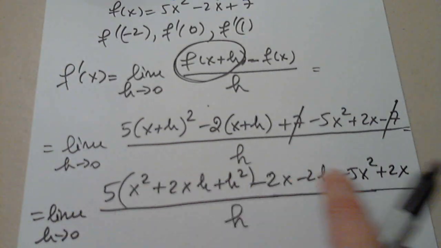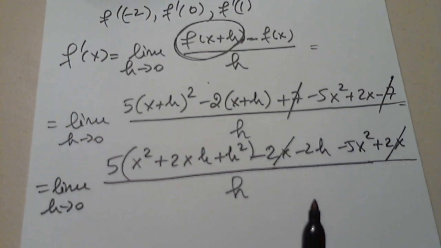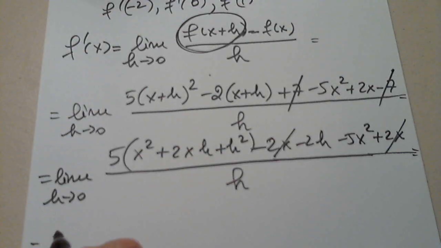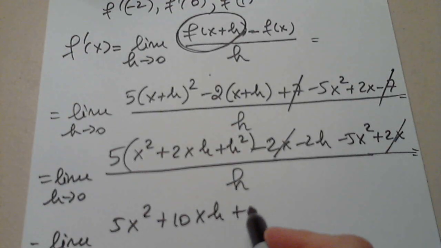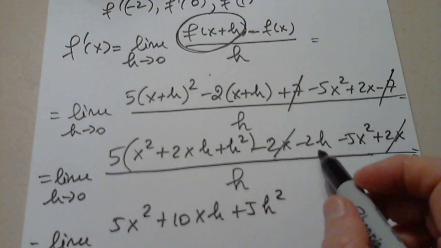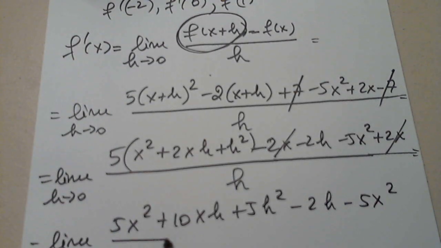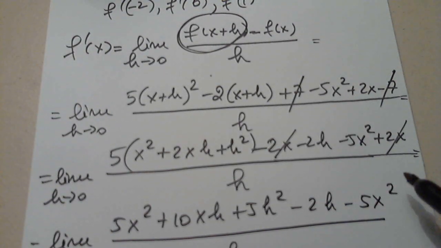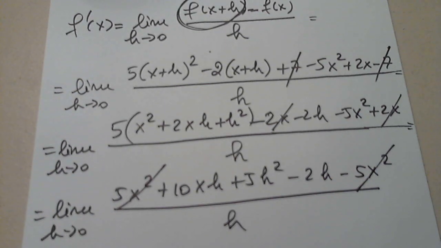Remember, the target is the numerator. Everything that has no h must go away. So the 2x with a negative 2x. I continue. Limit as h approaches 0. Now I distribute 5x squared, 10xh plus 5h squared minus 2h minus 5x squared over h. Again, negative 5x squared with positive 5x squared. Exactly as we did before.